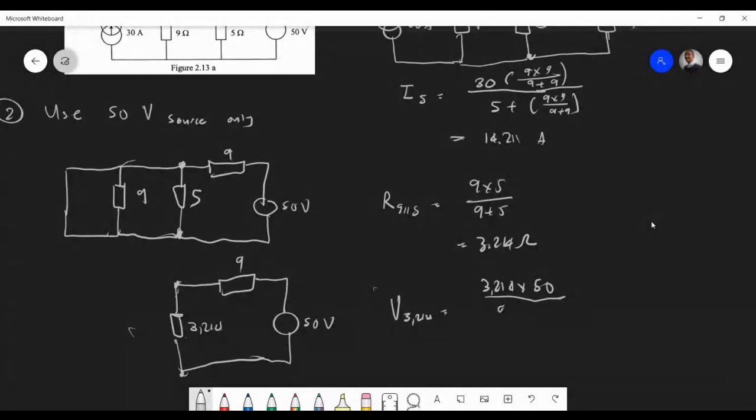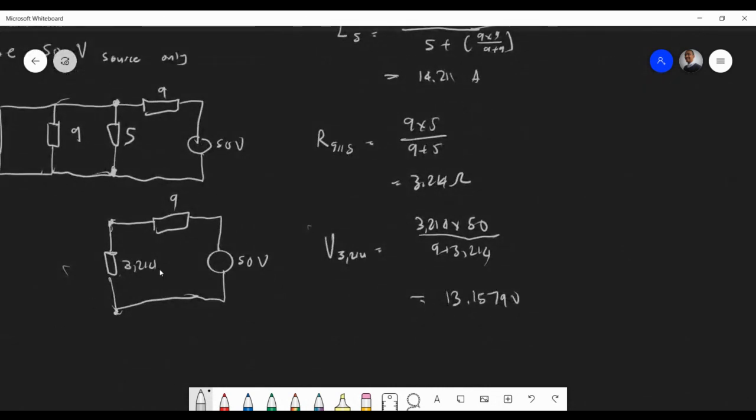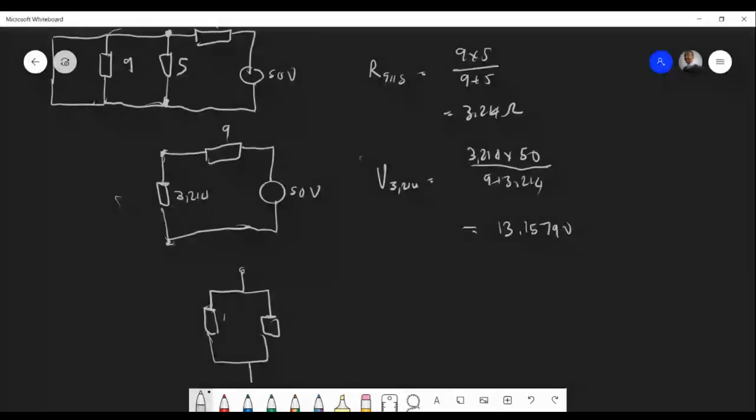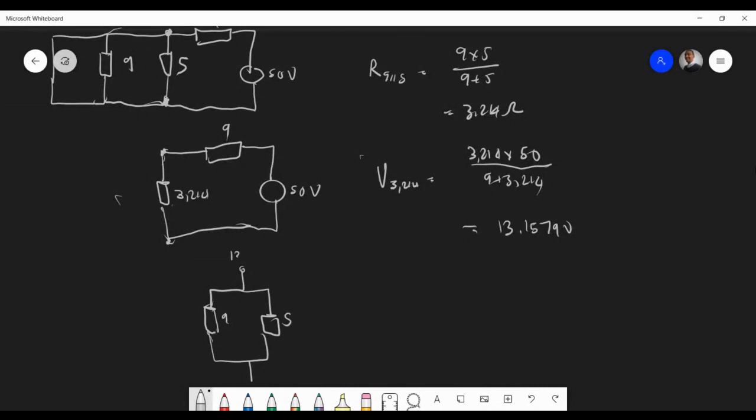And that's going to be 9 plus 3.214. And we should get a voltage of 13.1579 volts across that. And of course, just zooming this in again, we have the 9. So remember, this 3.214 is 2 resistors in parallel. So this is going to be 9 and 5, 13.1579. And of course, because this is in parallel, you have the same voltage.